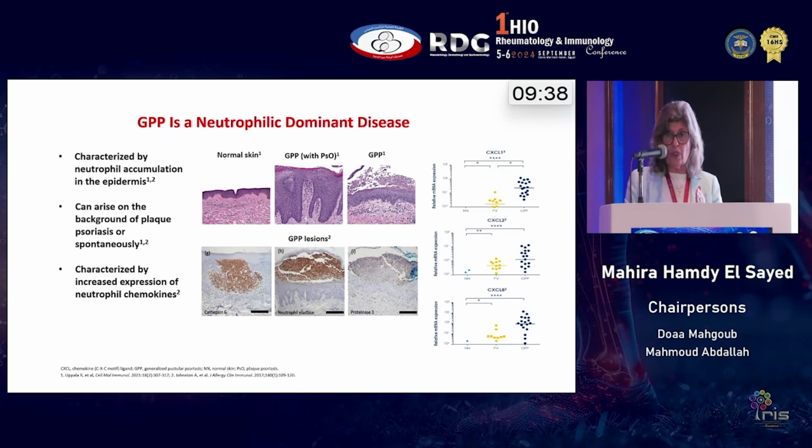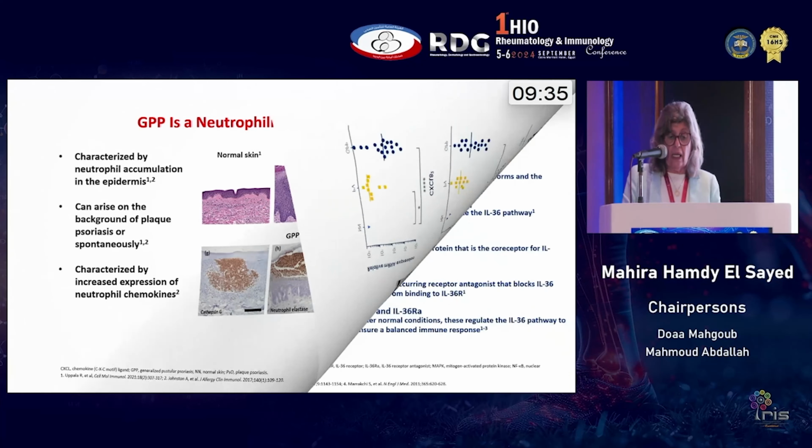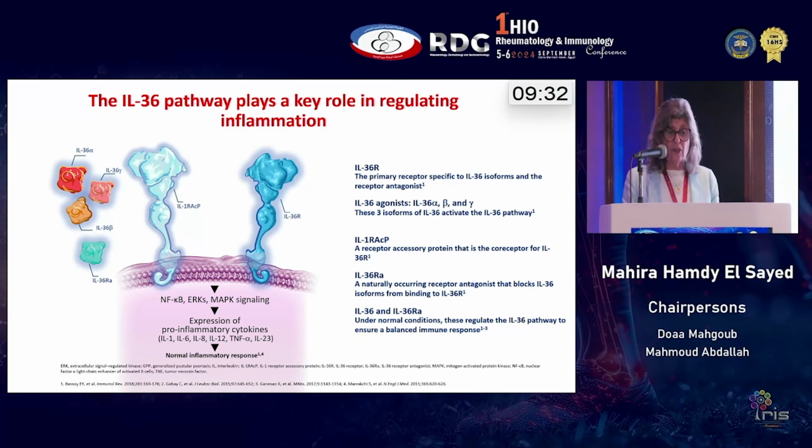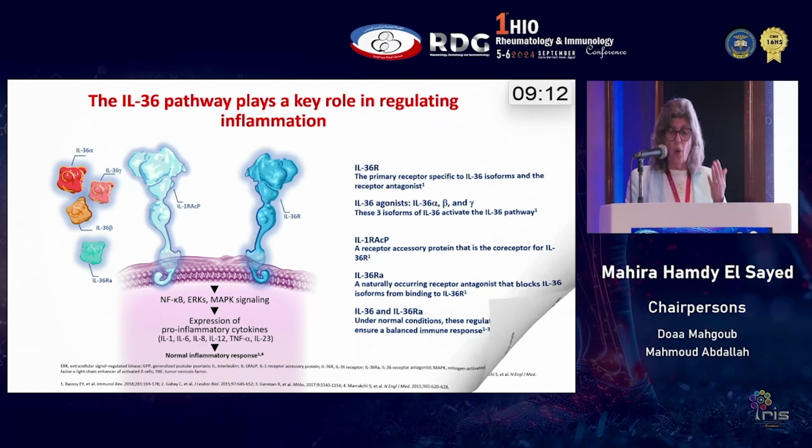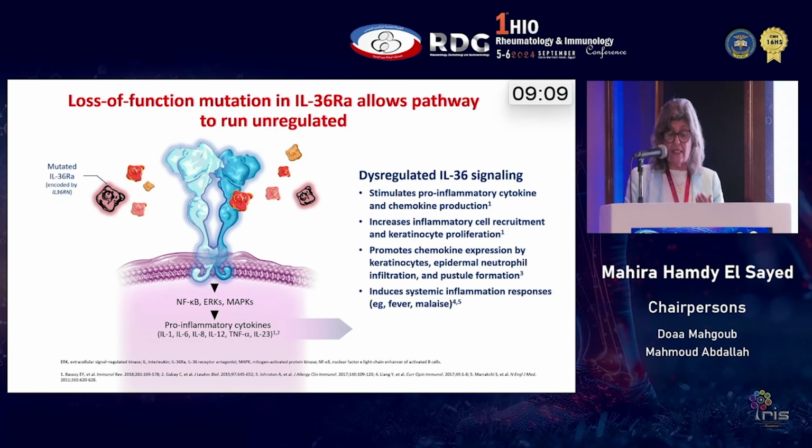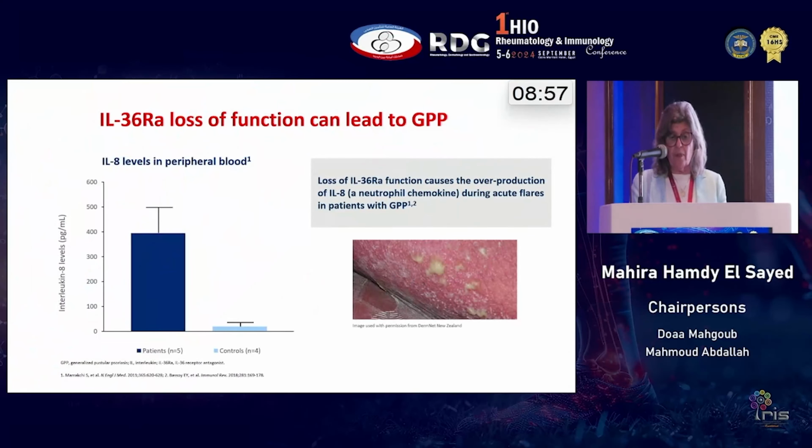When immunopathology was performed, a lot of neutrophils were found in lesions of GPP. All we need to know is that, as this morning we were talking about the pathogenesis of psoriasis and how all the biologics were developed against the cytokines responsible for plaque psoriasis, the same thing happened when interleukin-36 was discovered, and then anti-interleukin-36 was developed, because this dysregulated signaling stimulates the cytokines, increases inflammatory cell recruitment, promotes chemokine expression by the keratinocytes and neutrophils, and also induces systemic inflammation.